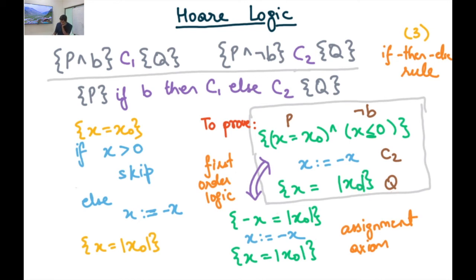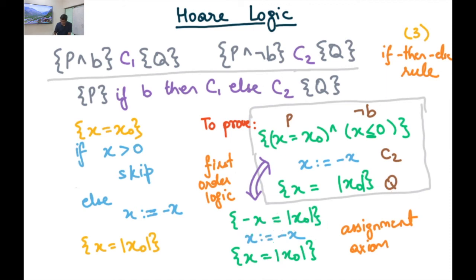Now, x = x₀ and x ≤ 0, then C2, then x = |x₀|. Can I construct this? It doesn't seem like we can construct this using the rules that we have so far. Let's see what we can construct. Using the assignment axiom, because there's an assignment statement here, if x = |x₀| is my P, and I substitute -x for x, then this Hoare triple holds. So -x = |x₀|.